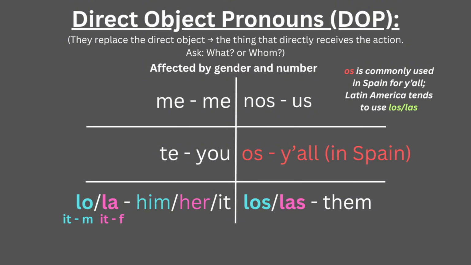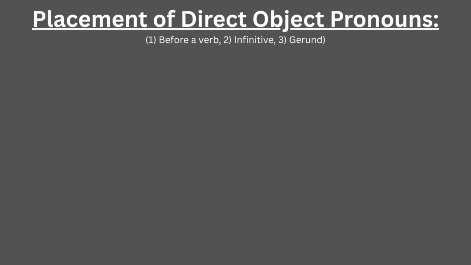So, this is what direct object pronouns look like in Spanish. So let's see how to use them. First, we need to understand their placement. The most common placement for them is before a conjugated verb, and we can see them in order in basic phrases.